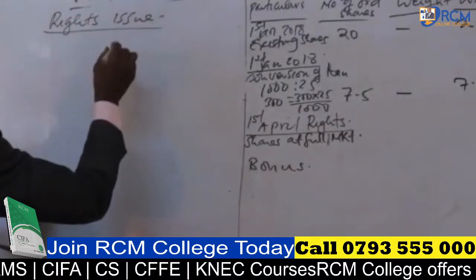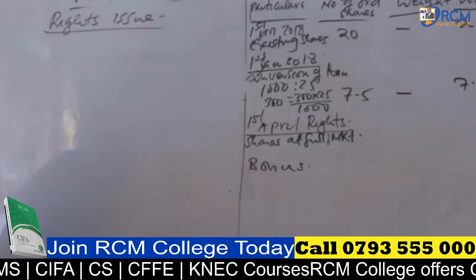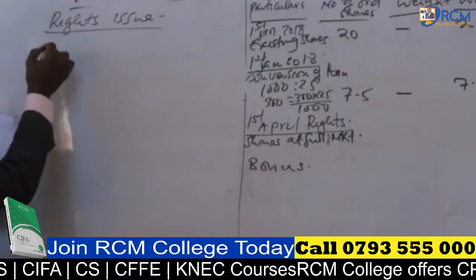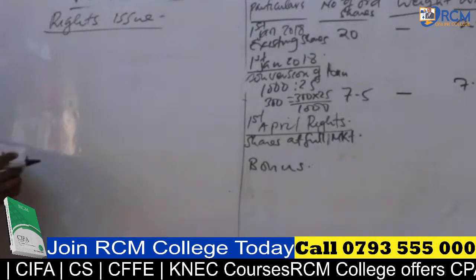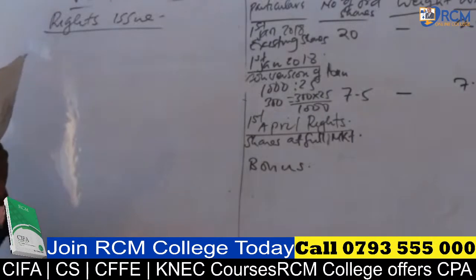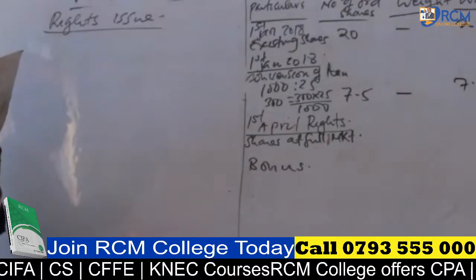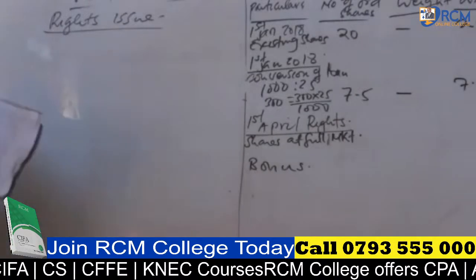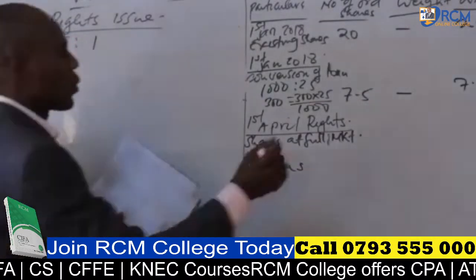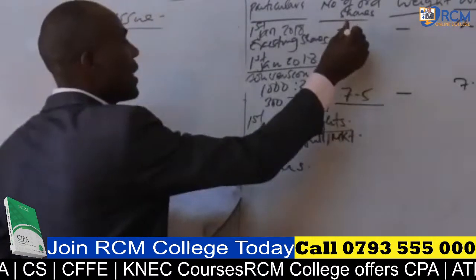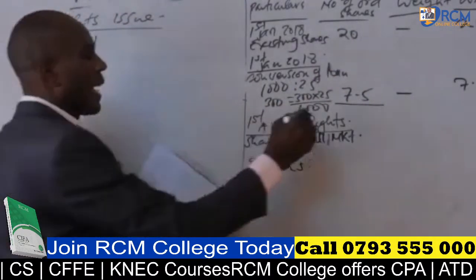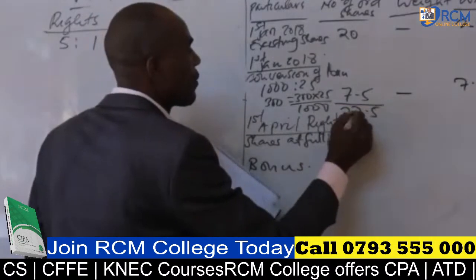Working for the rights issue. In the rights issue, how many shares am I getting? The examiner is saying for every what, you get what? What is the ratio? 1 new ordinary share for every 5. For every 5 shares, I get 1. Here I have 20 plus 7.5, I have 27.5 shares.